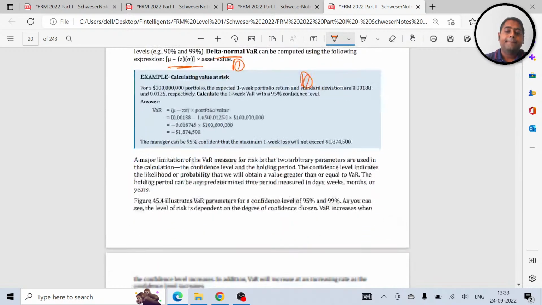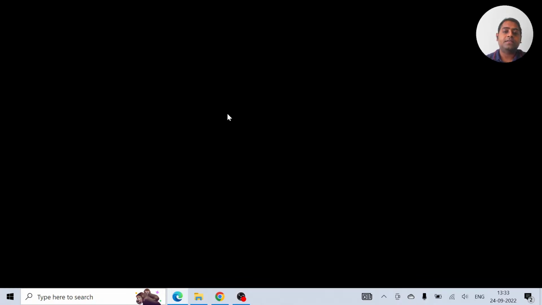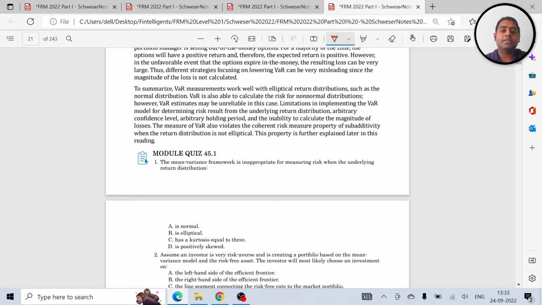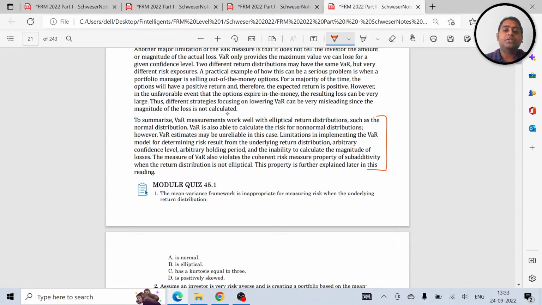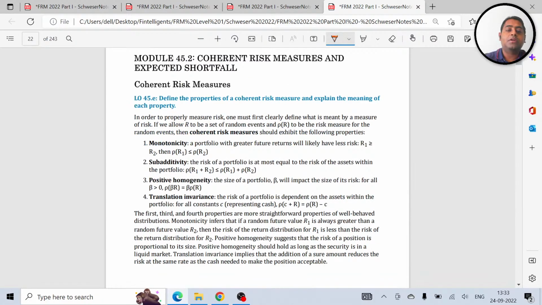Okay, next limitation. Limitation summarization. This summarization is important. I hope everybody is with me till this point. Coherent risk measure, these four pointers are important. Do not skip, especially the concept of sub-additivity. Important.